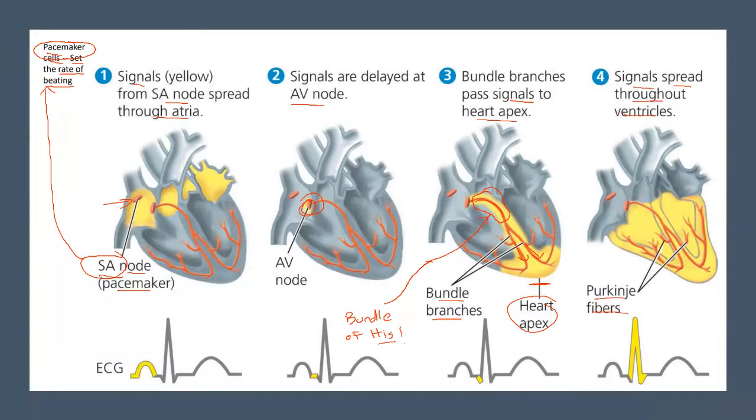Okay, what do I expect you to know? I expect you to know the sequence: from SA node to AV node to bundle of His, bundle branches, and then Purkinje fibers. And remember that these are going to be electrical impulses. As you can see here, once the impulse goes down, and then it goes up, once the message has been sent, then we can see the contraction. It's always a signal, then the contraction.